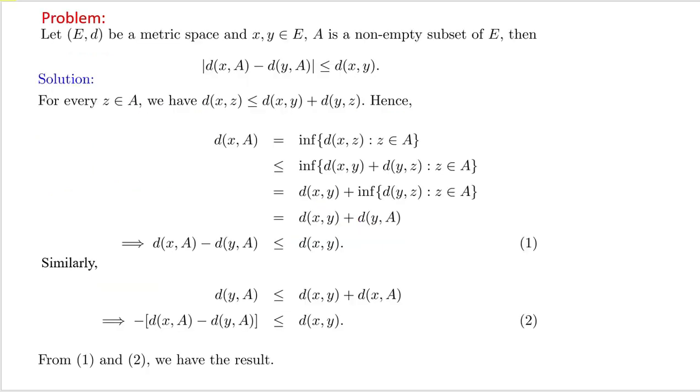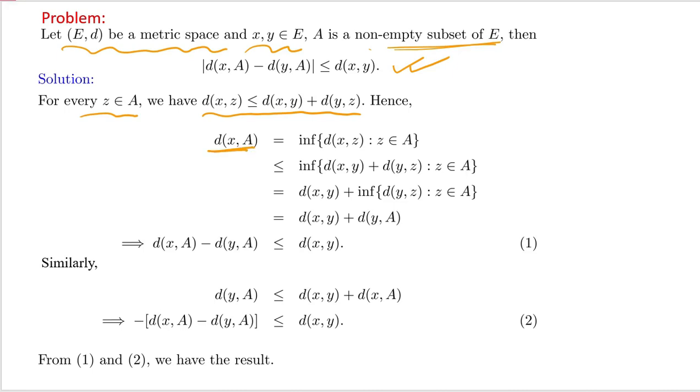Now we are going to see another problem. Here in this problem, we have E, d as a metric space, x, y are members of the set E, and A is a non-empty subset of E. Then we have to prove this. This is very simple. We are taking z in A as an arbitrary element, then we can have the triangular inequality like this because of the metric space properties.